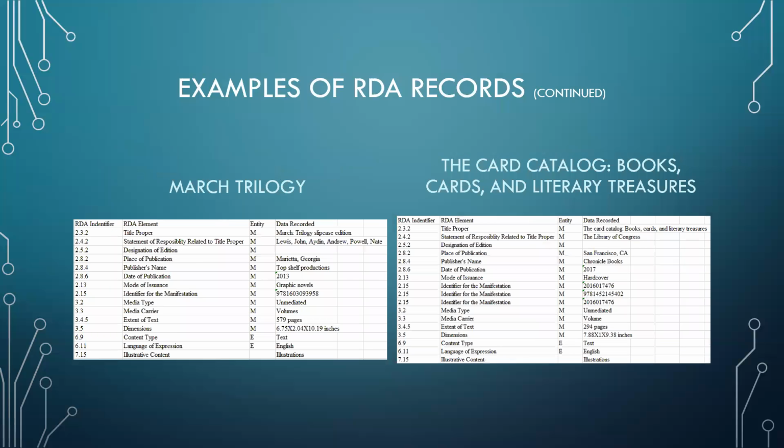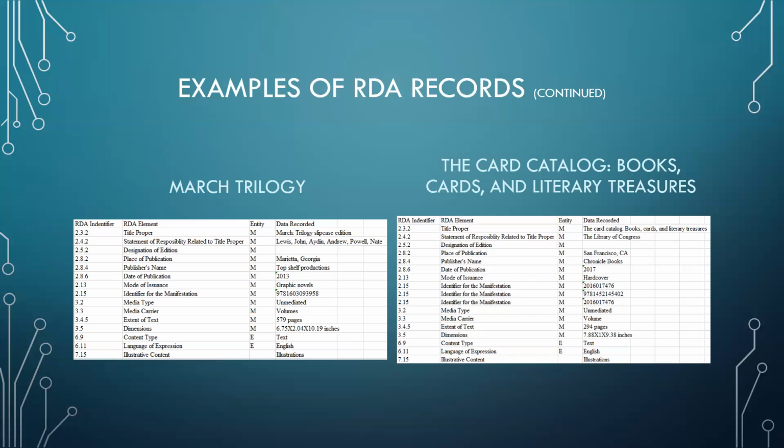The next example is the March Trilogy, which is the slipcase edition. It's primarily written by John Lewis, but it's also illustrated and additional writing by Andrew Aydin and Nate Powell. It was published in Marietta, Georgia by Top Shelf Productions. It's actually a 3-volume set of graphic novels. It is 579 pages. As you can see, it's text and has illustrations.